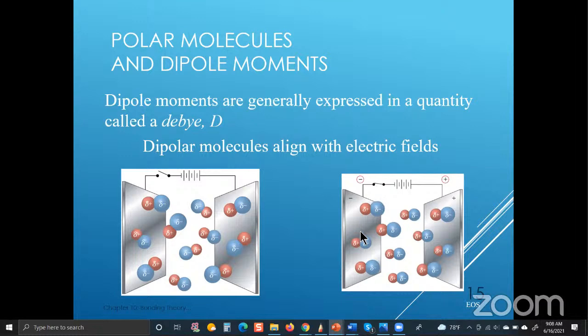Now, when you close the switch, an electric field will be produced between the two electrodes, and the molecules will line up such that, as you can see here, the negative end of the molecule will be pointing towards the cathode, and the positive end of the molecule will be pointing towards the anode. That's one property displayed by polar molecules: they align themselves with electric fields.